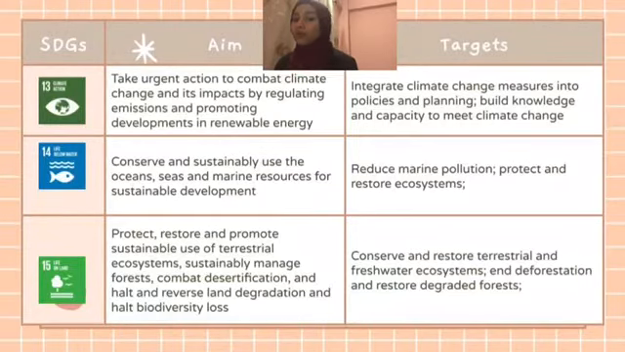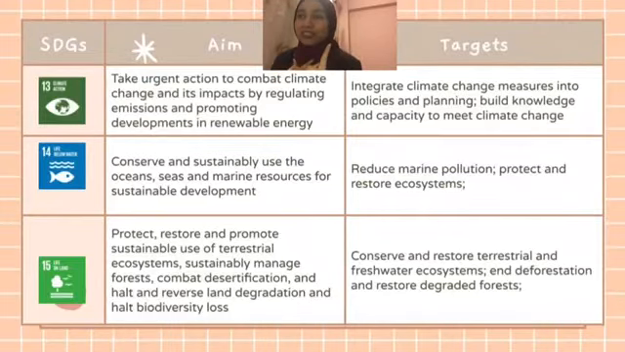Human beings are not the only beings on this earth. There are animals and trees, and that is why the 14th SDG is about life below water. The aim here is to conserve and sustainably use the ocean, seas, and marine resources for sustainable development. The target here is to reduce marine pollution, protect and restore ecosystems. Also, these animals are really important for the ecosystem and for the balance of the earth. We need them, they need us.